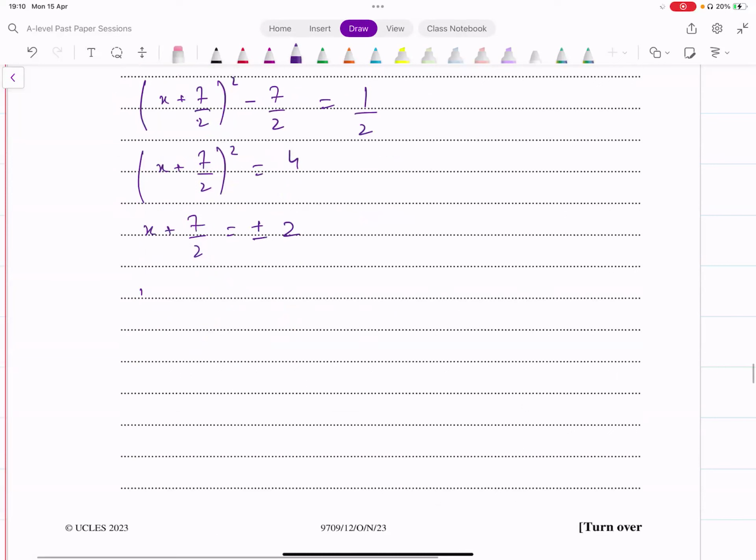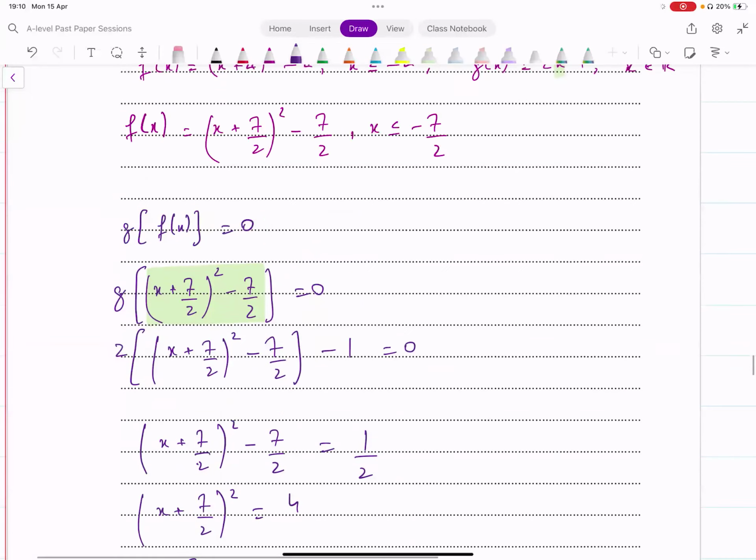That gives you two equations, x plus 7 over 2 equal to 2, or x plus 7 over 2 equal to minus 2. And you get x equal to 2 minus 7 over 2, which is minus 3 over 2. And x equal to minus 2 minus 7 over 2, which is minus 11 over 2. These are the two values that we're getting. But since we're getting multiple answers, we should check if both of them are possible.